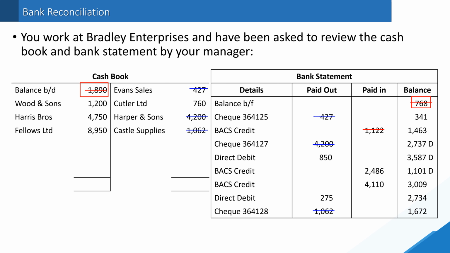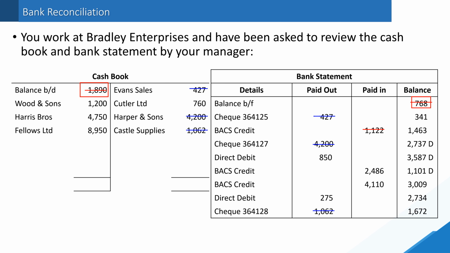When I glance down the debit side of my cash book to those three transactions of $1,200, $4,750 and $8,950, unfortunately none of those are in my paid in column. So I've completed step 1, I've agreed my opening balances. Step 2, I've reconciled and agreed both transactions that are in both documents.